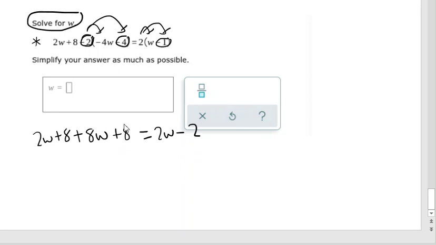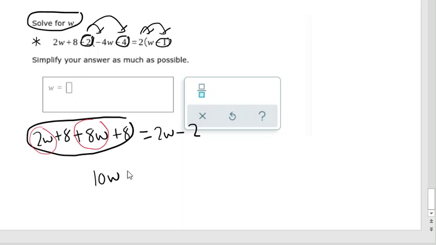Okay, now we're not done simplifying yet because on this left side, we have some like terms. Okay, we have a 2W and we have a positive 8W. So we can combine both those and make that 10W. And then we have two constants here. We have a positive 8 and we have another positive 8. So we can combine those two and we can write that as 16.